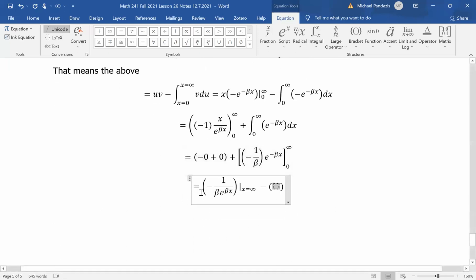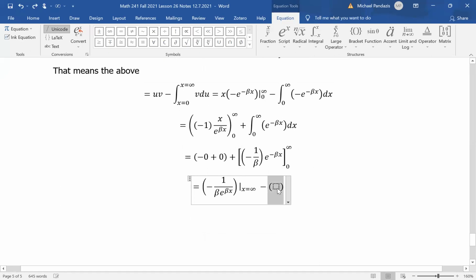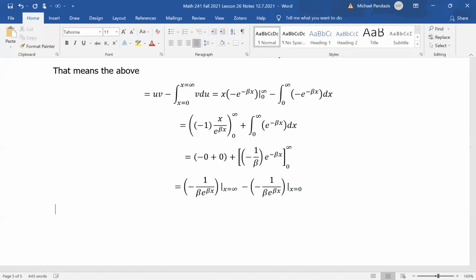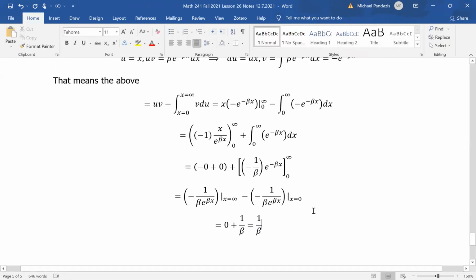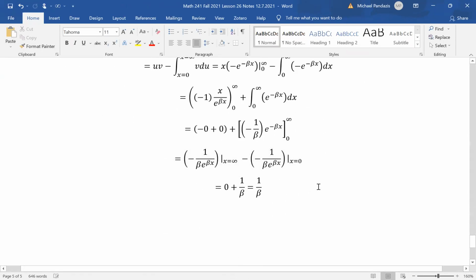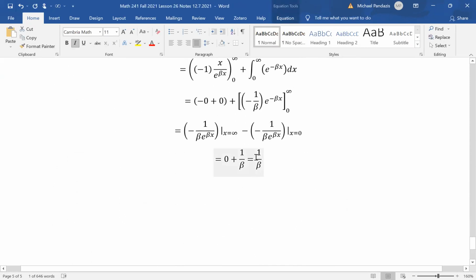And then minus the same expression, except when x is 0. Okay, and so the first expression becomes 0, and it's minus, which is a plus. And when you plug in x is 0, you get 1 over beta. This is equal to 1 over beta. There we go. So that's the answer. So you use integration by parts, and you evaluate that E of x is equal to 1 over beta.